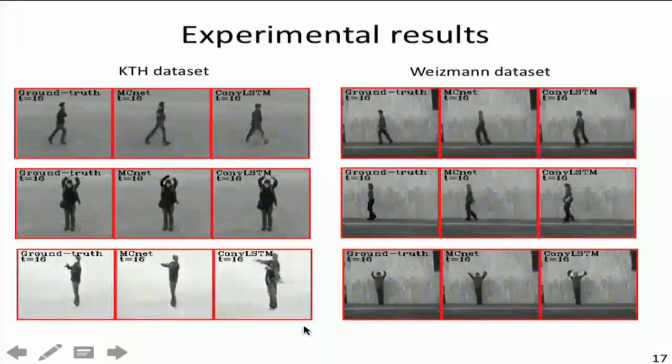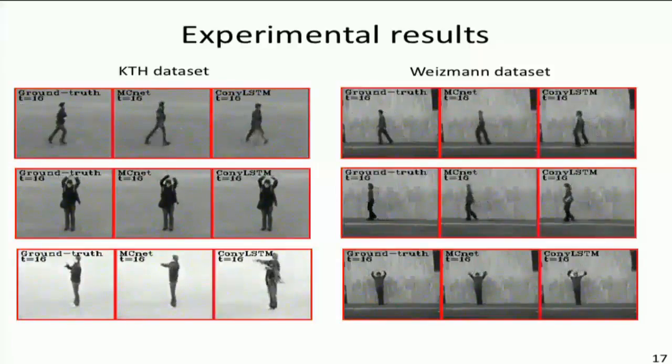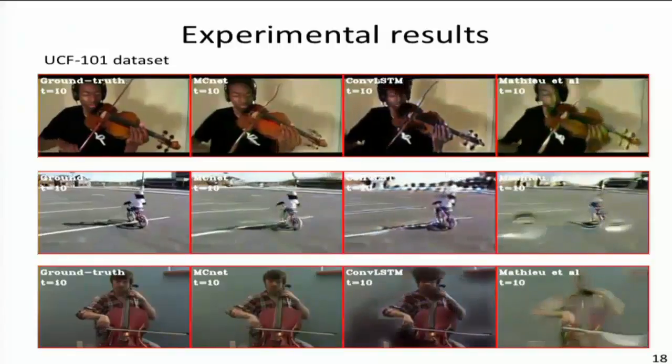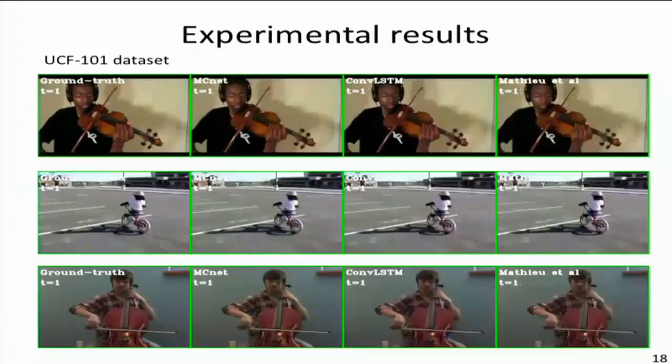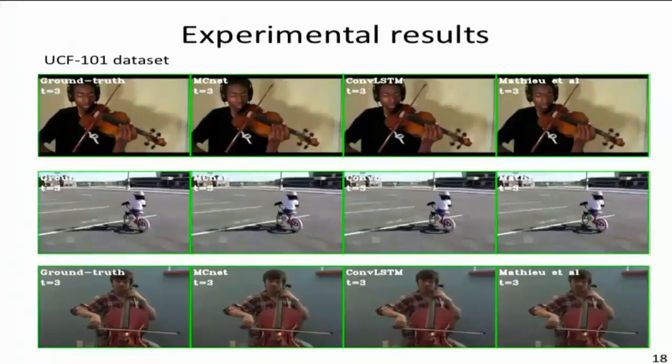So this type of separate decomposition of motion and content can be useful here. We also evaluate on some more challenging real action data sets called UCF101. And again, a similar conclusion can be made.